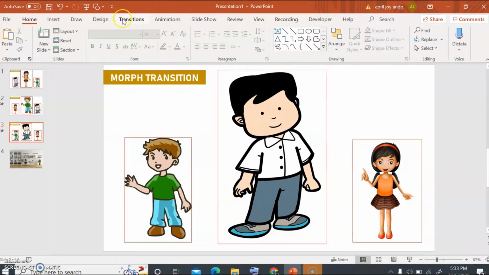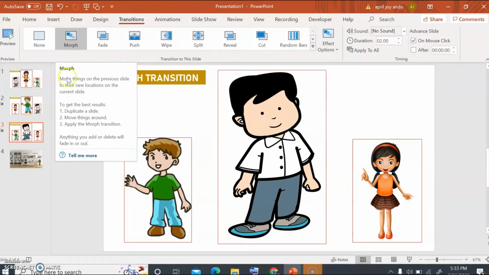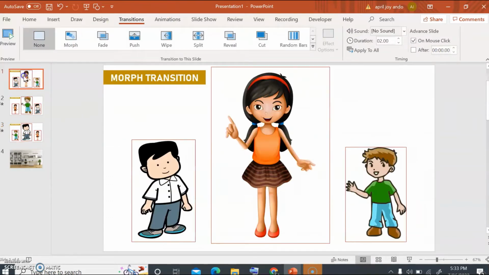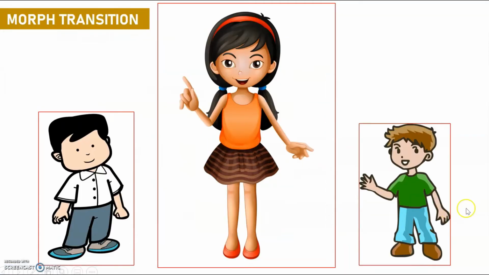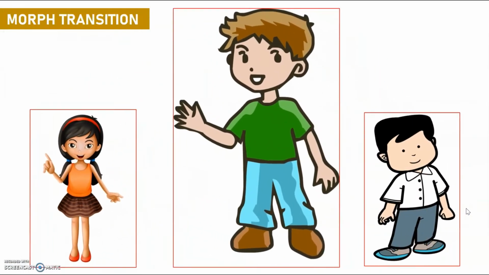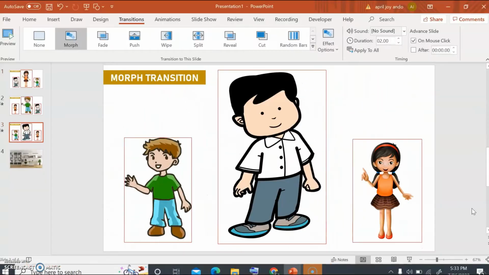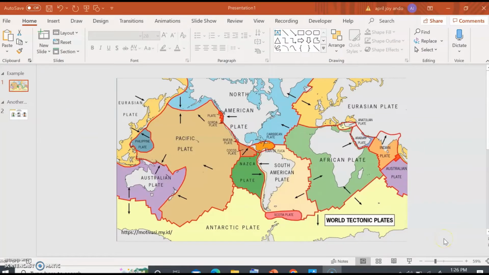Let's check the transitions. It's already morphed, so let's watch the slideshow presentation of this. Let's click on the first slide. Next. Okay, so that's it. We'll have another example for a morph transition.